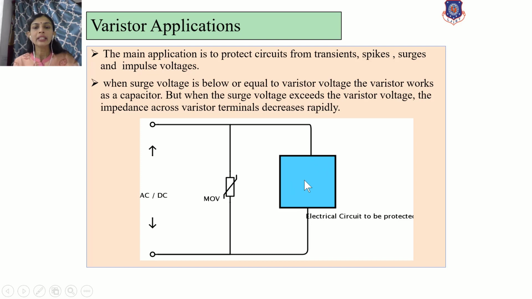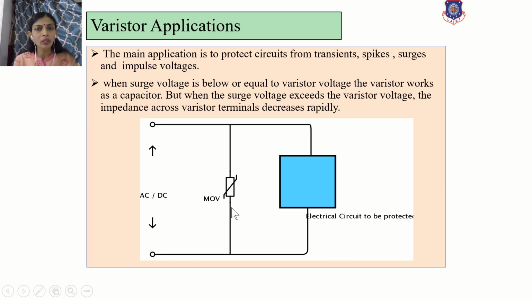And so the electrical circuit which is connected behind this MOV, variable resistance or varistor will be protected. Again, I am repeating the varistor application. Always connect the electrical circuit and varistor in parallel and apply the AC or DC voltage. If it is AC or DC voltage, then there is no problem. It will behave like a capacitor.